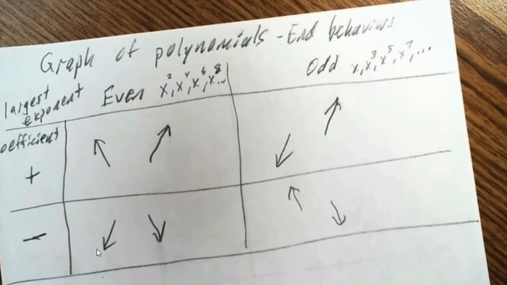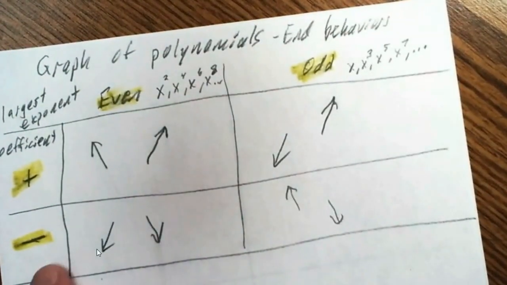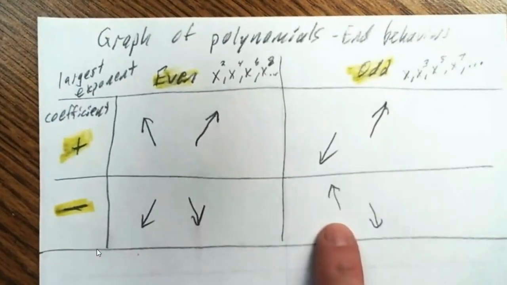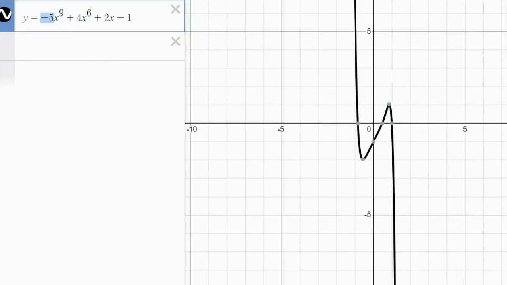I'll highlight these so we don't forget about them. It's a negative coefficient with an odd function. This was an x to the 9th with a negative 5. The left side's going to go up, the right side's going to go down. See, the left side's going up, the right side's going down. The rest of the equation tells us what happens in the middle. All we're caring about is the end behavior. And we know the y-intercept is going to be the constant, negative 1.